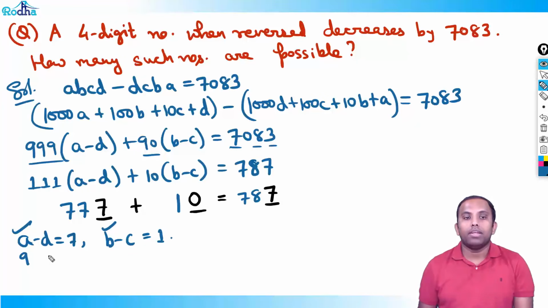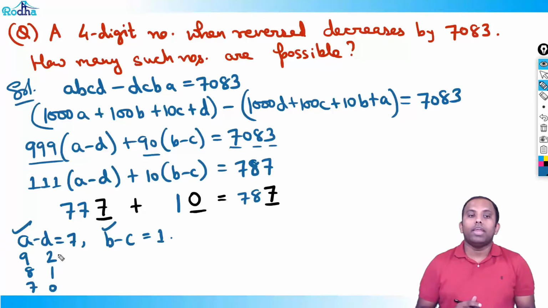So A can be 9, D can be 2; A can be 8, D can be 1; A can be 7, D can be 0. Right? So A9, D2, A8, D1 and A7, D0. A minus D is 7. B minus C is 1.